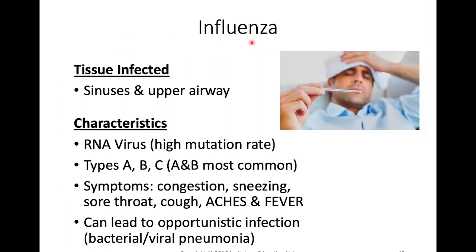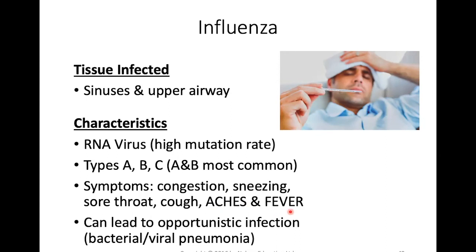Now, influenza is our flu virus, and the influenza virus also impacts both the sinuses as well as the upper airway. Now, influenza is an RNA virus, and so as we mentioned, RNA viruses have a high mutation rate. There are three types, A, B, and C, with A and B being the most common. And typical signs and symptoms kind of look a lot like the common cold, with the addition of aches, so muscle aches, as well as a fever.